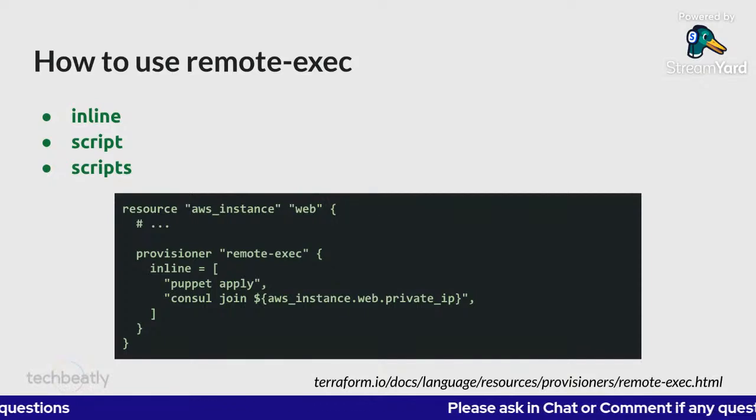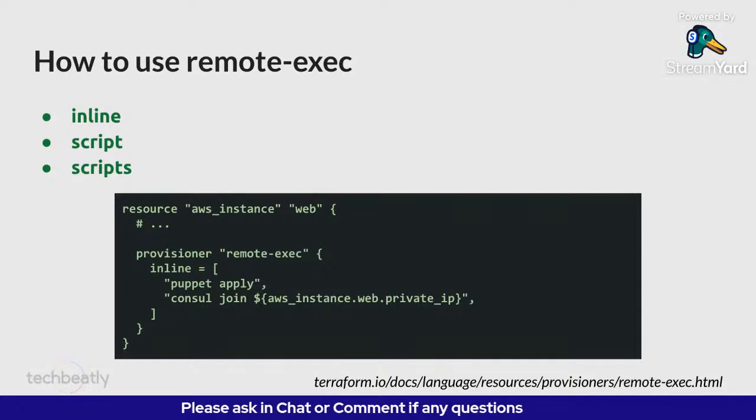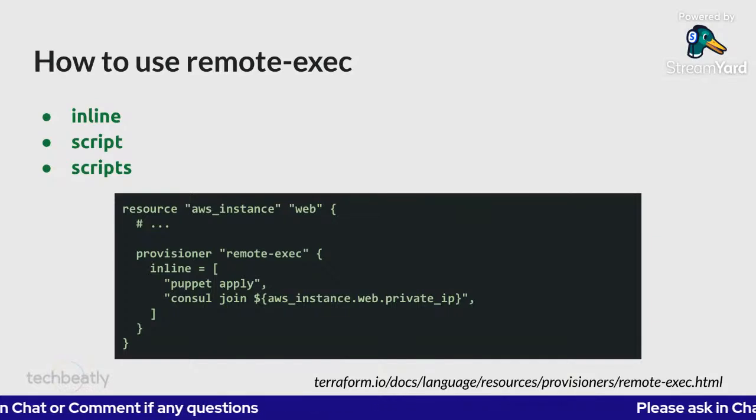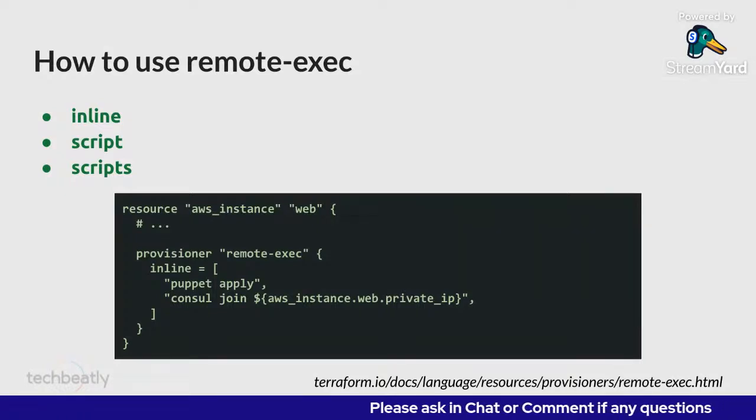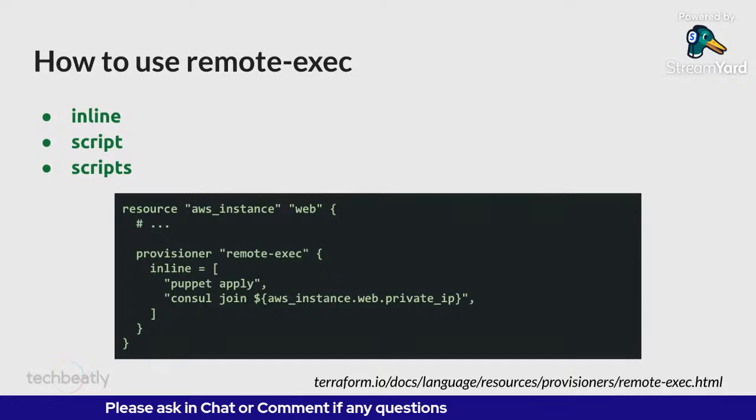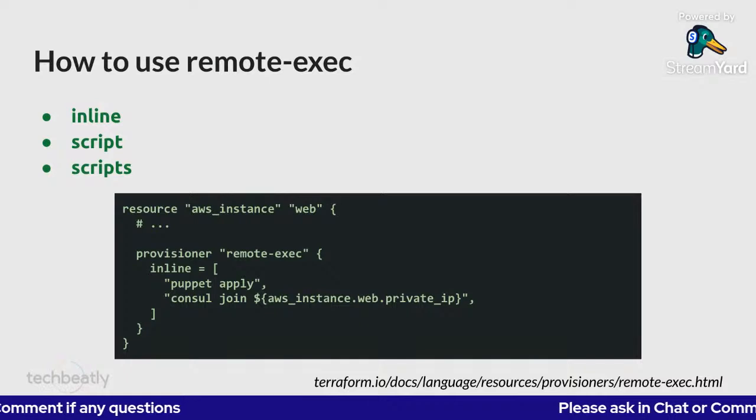Okay, so there are three methods. One is inline, meaning the default command. Then you can pass the script where you call some script and execute it on the target machine. It can be a shell script or your PowerShell. Then scripts is something we are going to discuss very soon. Okay, again, details are there on the resource page. You can refer to that.